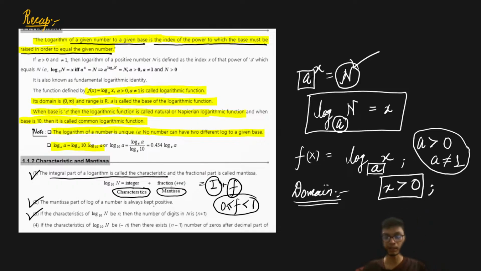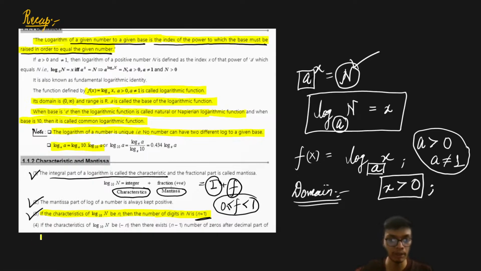If I need to find the number of digits present in a number capital N, then I simply take the log of N with respect to base 10, and if I get the log N value as small n, then the number of digits in the number capital N is small n plus 1. This is a very interesting and important property that you need to remember. So if the characteristic is n, then the number of digits is n plus 1. You need to keep this remembered, right?